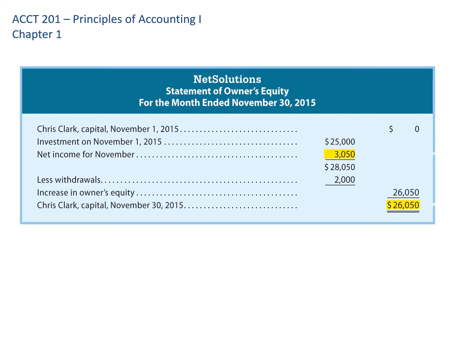The next one, again, is the statement of owner's equity. So this says that their capital of the owner, Chris Clark, started out at 0. Again, this appears to be their first month in business. The month ended November 30th. He made an investment of $25,000. That increases it. Earned net income of $3,050. That came from the income statement, so we needed to do the income statement before we did this. We subtract withdrawals of $2,000, and that gives us the ending balance of $26,050.